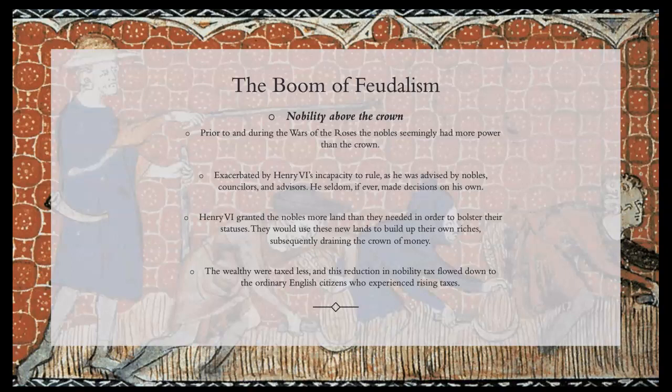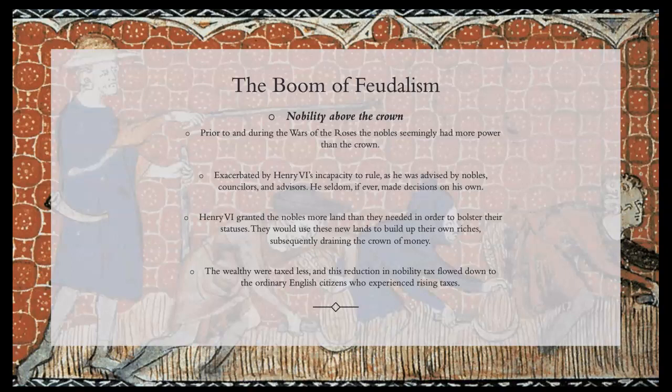Additionally, they kept people with royal blood from advising Henry VI. They did not let anyone who had actual claims to the throne get anywhere near him. He granted the nobles more land than they needed in order to bolster their statuses. They would use these new lands to build up their own riches, subsequently draining the crown of money. The wealthy were beginning to become taxed less and less.